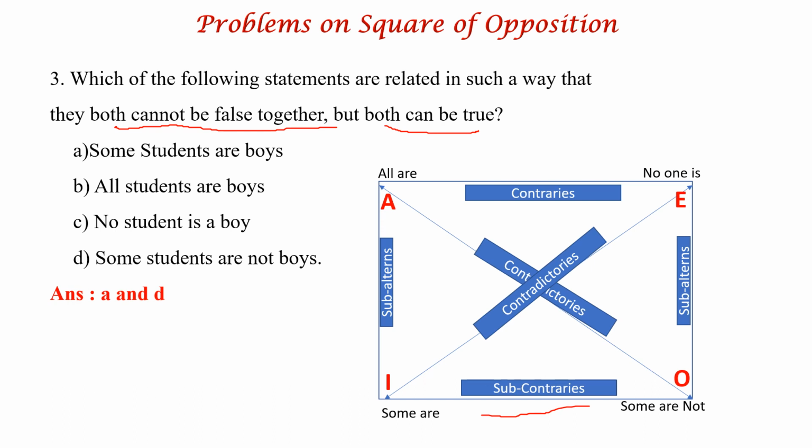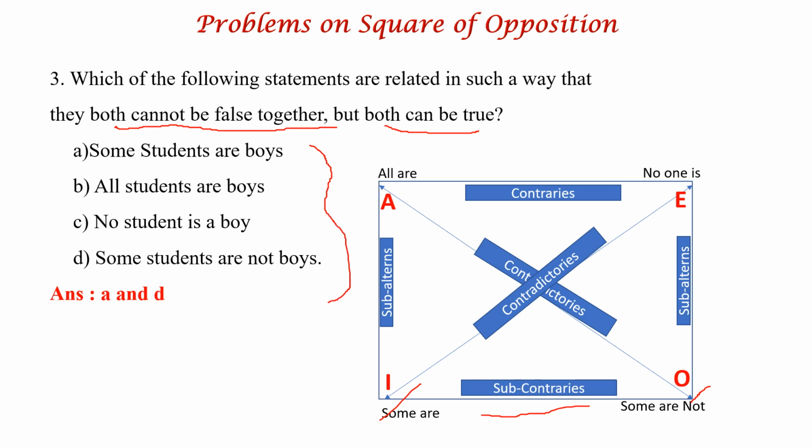So you have to first find out which relationship is in such a way that they both cannot be false together. This happens in the sub-contrary type of relationship. That is between I and O type of statement. Now you have to find out from these statements which are I type, which are O type. Find out now.